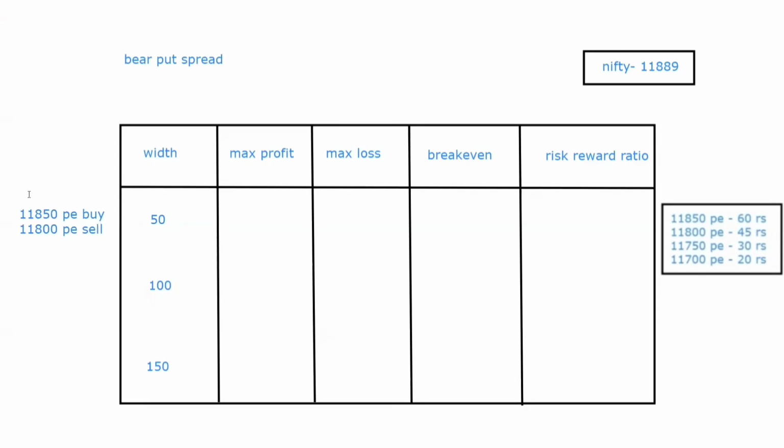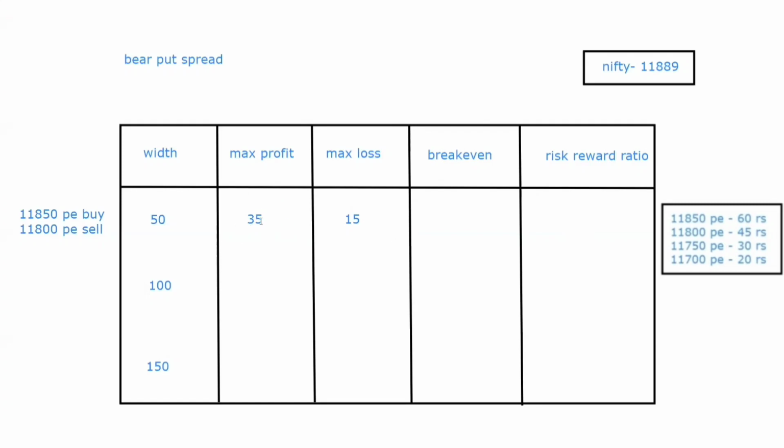So now 11,850 put is trading at a premium of 60. 11,800 put is trading at 45. So 60 rupees we are giving and 45 rupees we are getting. 60 is the debit, 45 is the credit. Hence the net debit is 15. Okay. So over here maximum loss तो 15 हो गया, right? Maximum loss we have got, that is 15. That is the net debit, right?